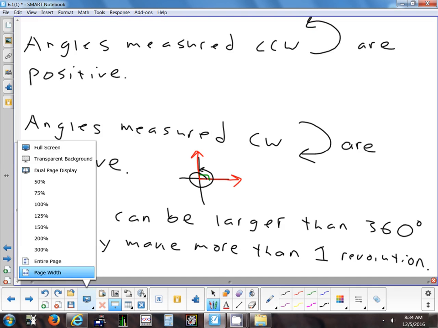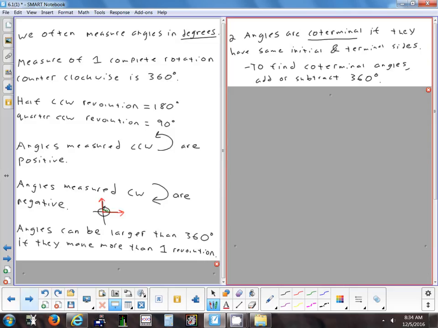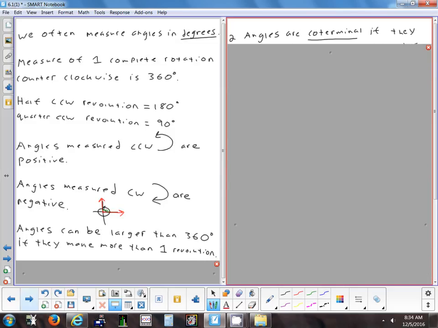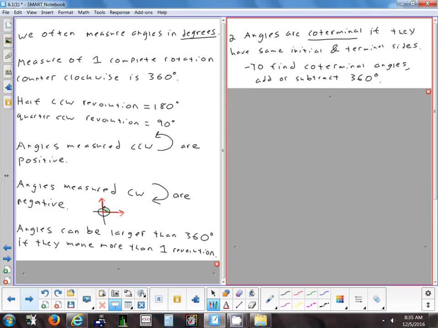All right, so some angles that we work with, again, have the same initial and terminal sides, and if they do, that's called a coterminal angle. So all those angles we were talking about earlier, 0, 360, 720, they all have the same initial and terminal sides. So if I give you an angle and I ask you to find an angle that's coterminal to it, all you have to do is add or subtract 360. I might say find an angle that's coterminal and positive. So in that case, you might have to add 360. Or I might say find one that's negative.